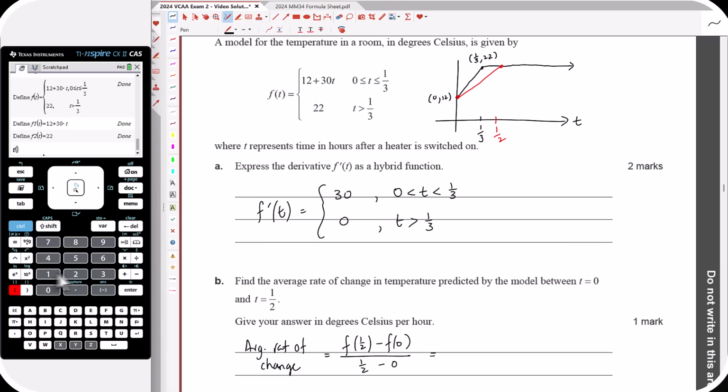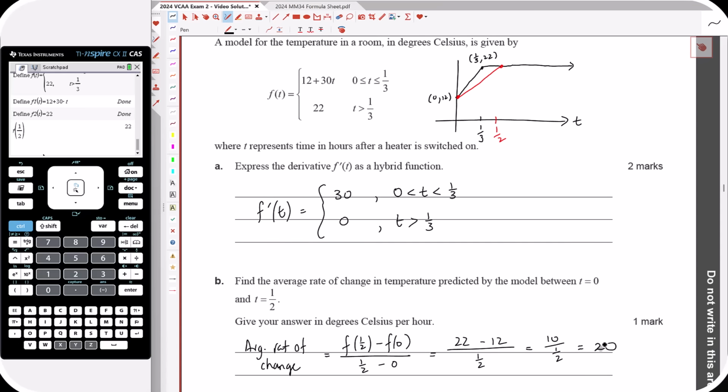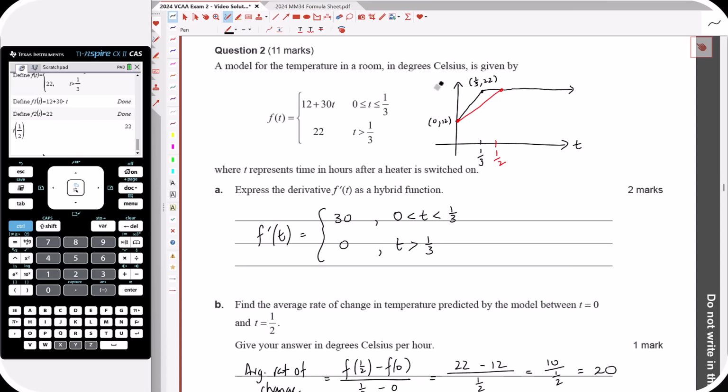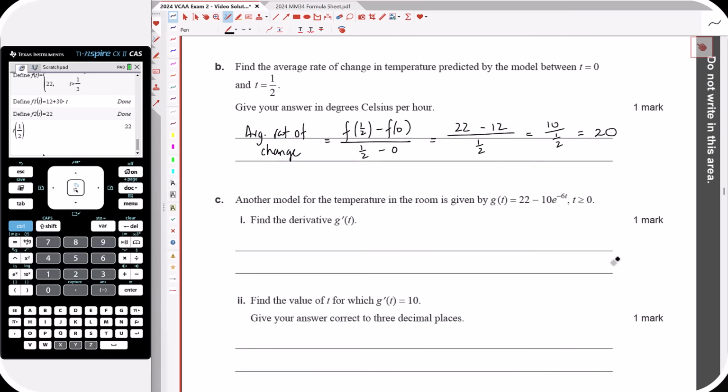Okay, but we're doing f of a half, then it will work out which piece it should look at. We should be able to see that that's 22 looking at our graph, minus f at 0, which we can see from our graph again, is 12, over a half. So that's 10 divided by a half, which is 10 times 2, so it's 20. Do we have units here? What are we dealing with? We're measuring temperature in Celsius, so this is in degrees, and we're measuring time in hours. So this is 20 degrees Celsius per hour.